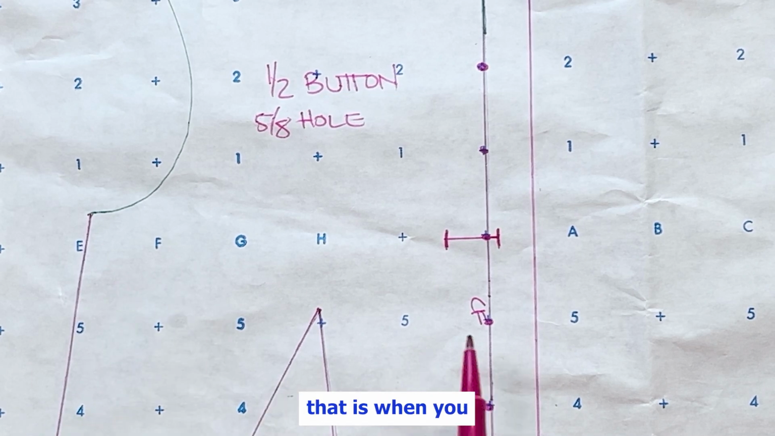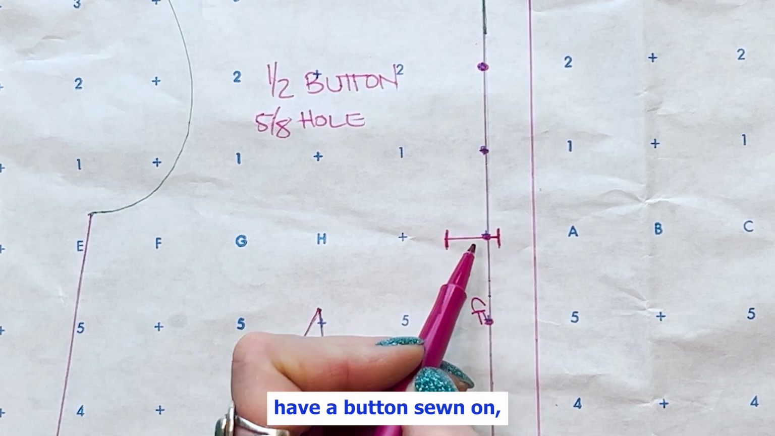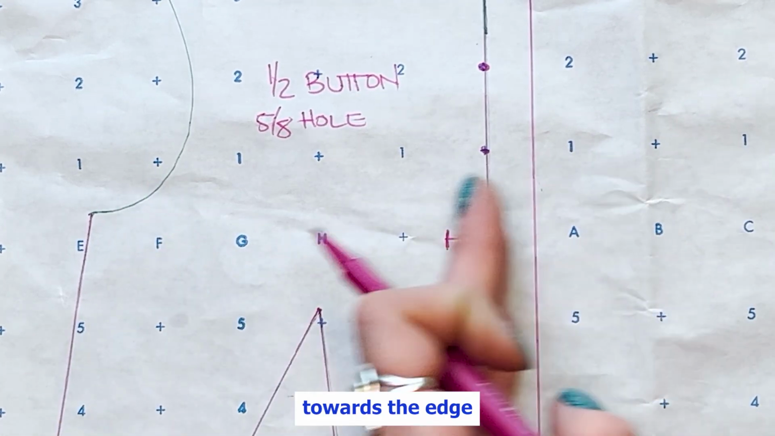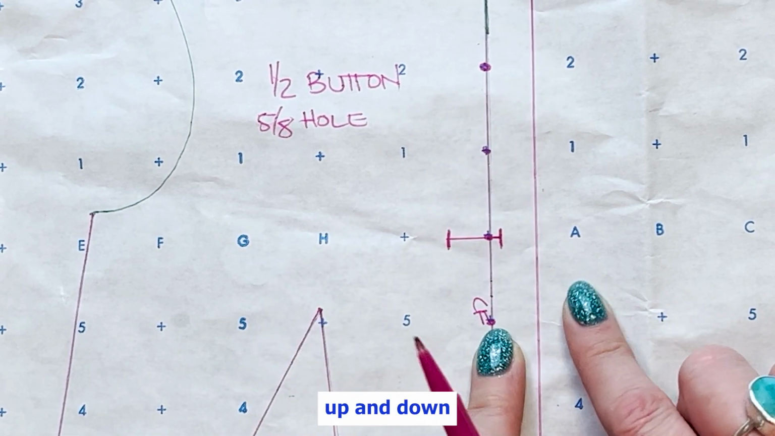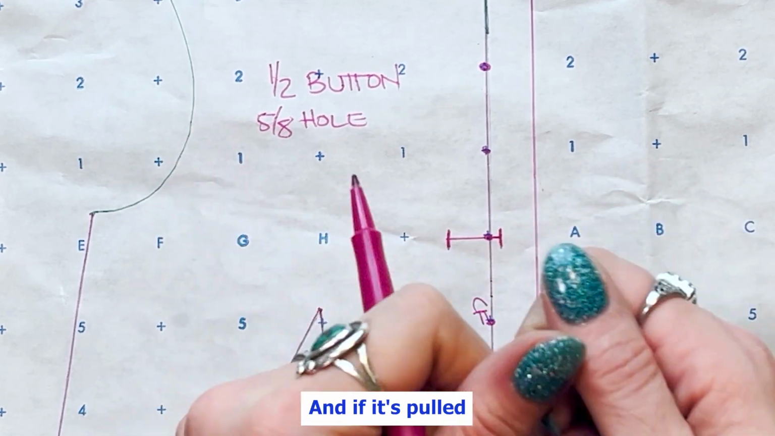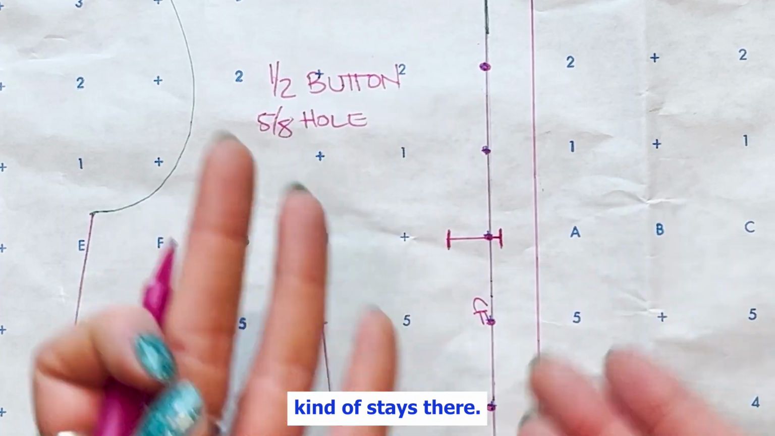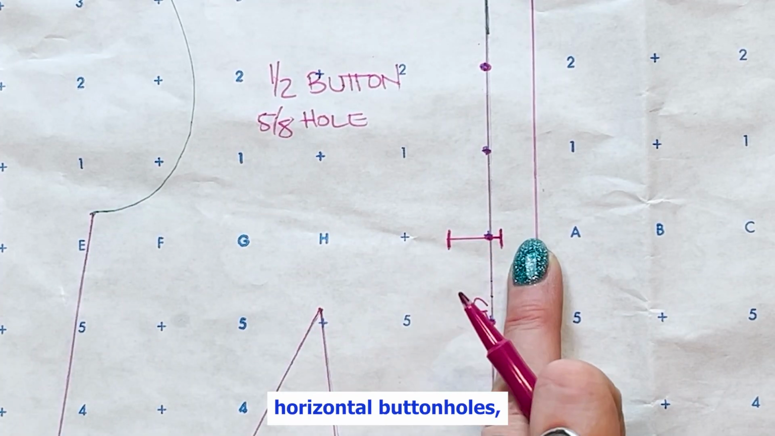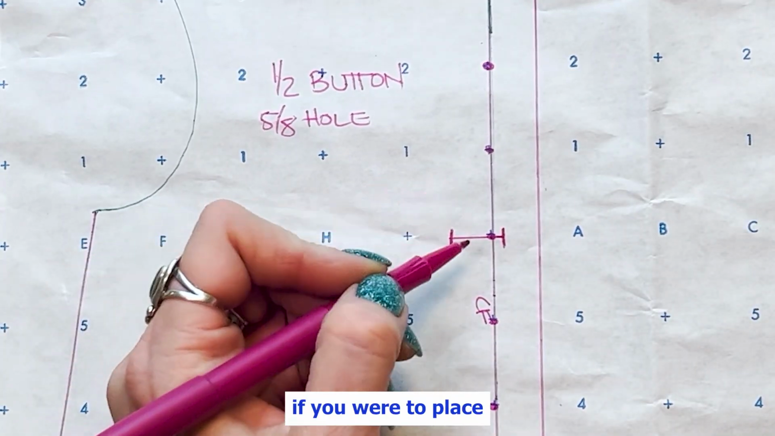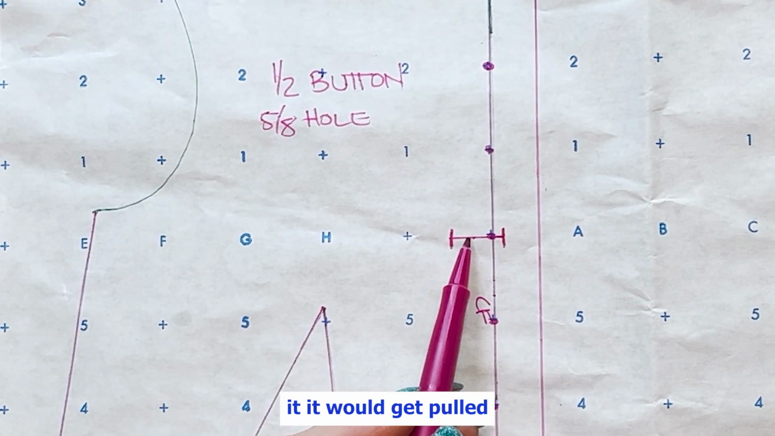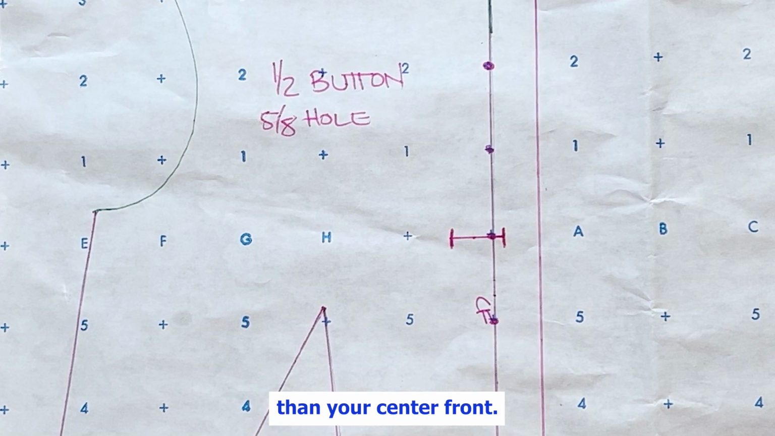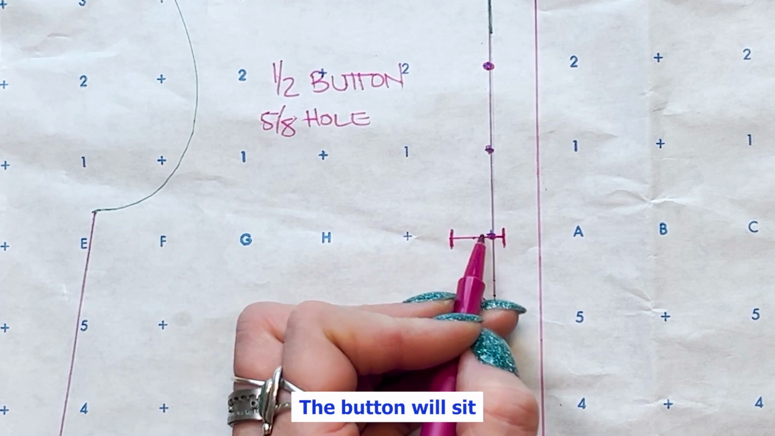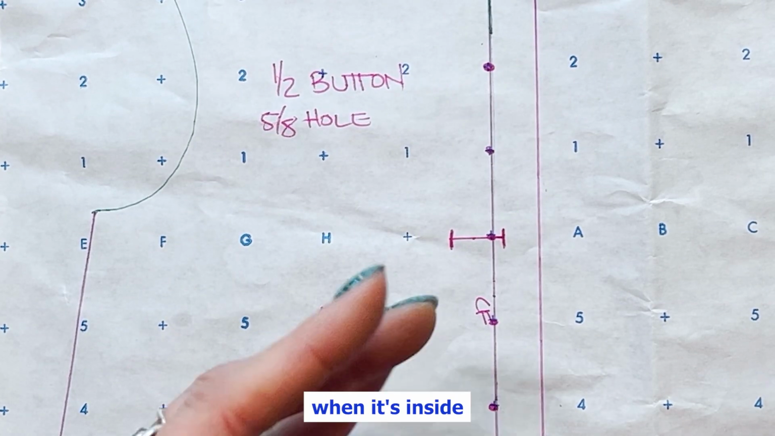The reason you do that is when you have a button sewn on, it's more likely going to be pulled towards the edge of the garment when it's worn. With the vertical up and down buttonholes, the button is just sitting in the middle of the buttonhole, and if it's pulled either way, it stays there, it doesn't go up and down. But with these horizontal buttonholes, if you were to place the button here in the center, it would get pulled all the way to the edge anyway, so your button would end up sitting farther over than your center front. So we're trying to control the button when the garment is buttoned up, so that the button will sit on the center front line when it's inside the hole.